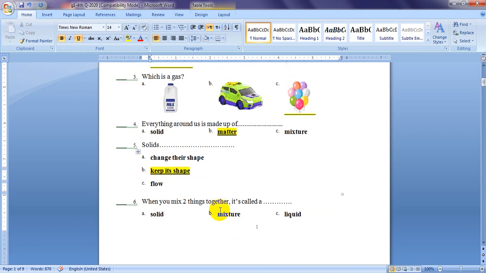Number 6. When you mix two kinds of matter together, it will make a solid, mixture, or liquid. Of course it will make mixture. When you mix two things together, they will make a mixture.